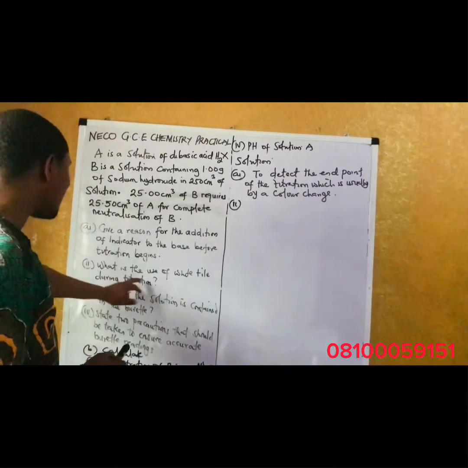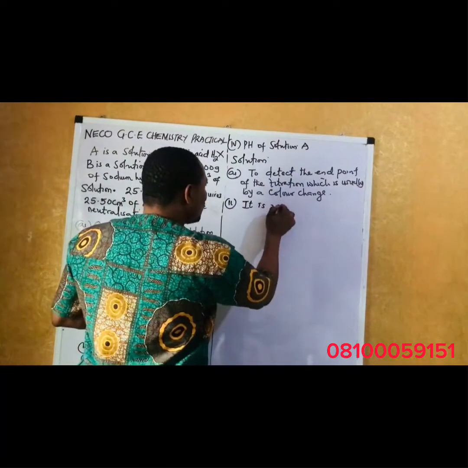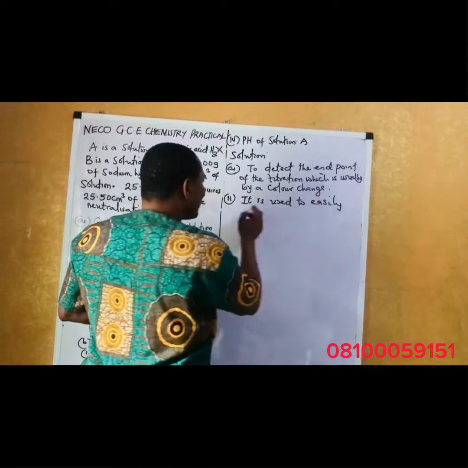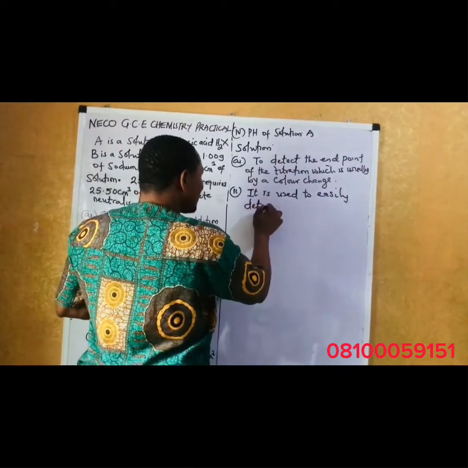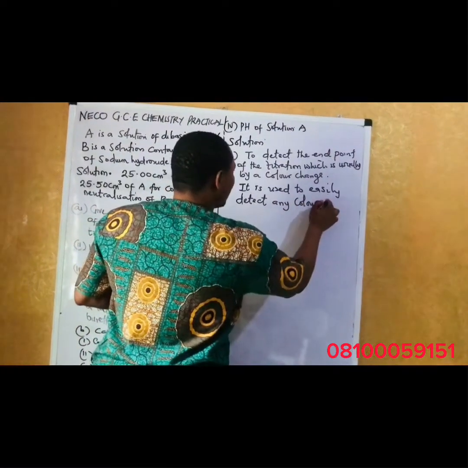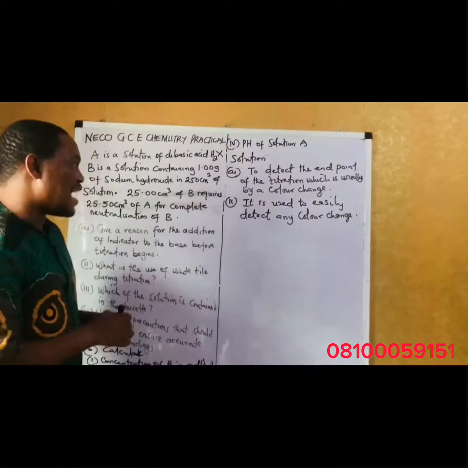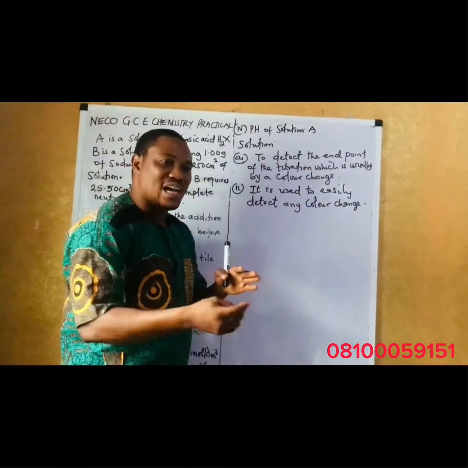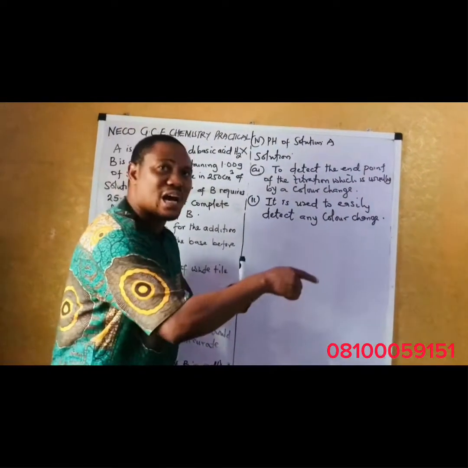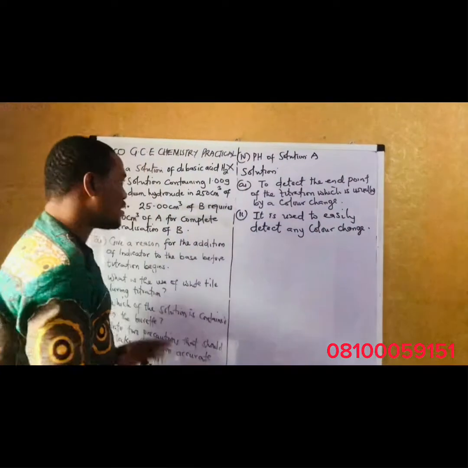So the question is, what is the use of the white tile? It is used to easily detect any color change. I want to believe this is clear. So when there is a color change, the white tile will reflect the color. You understand that? It will reflect that there is a color change already, so you can stop your burette and take it. So that is that.